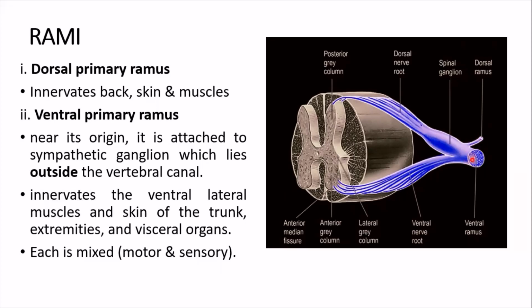This is the dorsal ramus, and this is the ventral ramus. So the dorsal primary ramus innervates the back, skin, and muscles. I will show you the detail. And the ventral primary ramus, near its origin, is attached to the sympathetic ganglion, which lies outside the vertebral canal. Sympathetic ganglion, I'll show you very soon in detail. It innervates the ventral lateral muscles and skin of the trunk, extremities, and visceral organs. Each of the rami, dorsal and ventral, is mixed, that is, motor and sensory.